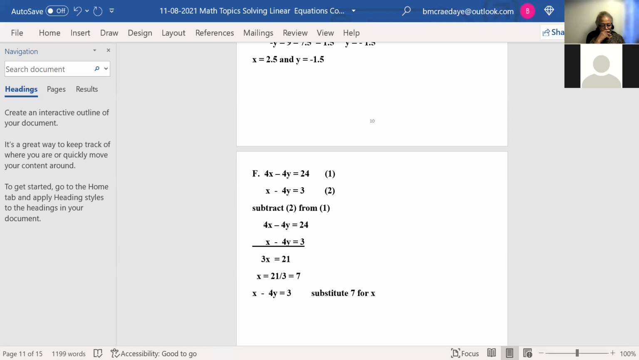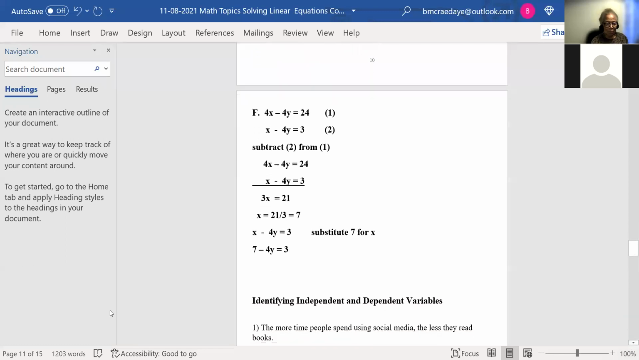So it'd be 7. No, x is right here. So you put a 7, right? So for the x, you put the 7. So 7 minus 4y equals 3. Now, what do you do next, Maureen? Subtract. That's right. Subtract what? Subtract 7 from both sides.